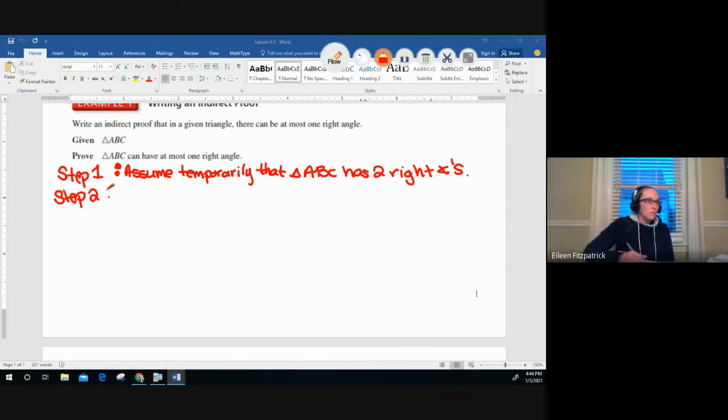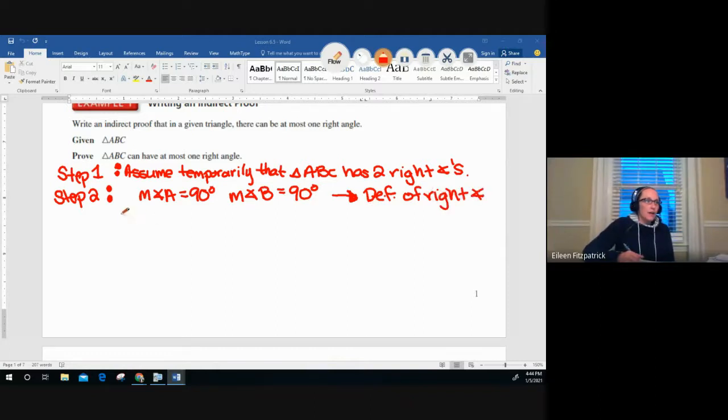All right. Step 2 says to then reason logically until you reach a contradiction. Okay. So we know that right angles have a measure of 90 degrees. So I'm going to say the measure of angle A equals 90 and the measure of angle B equals 90. I could have picked B and C or A and C. It doesn't matter. Just pick two angles and say they're both 90 degrees. And that's based on the definition of right angles.